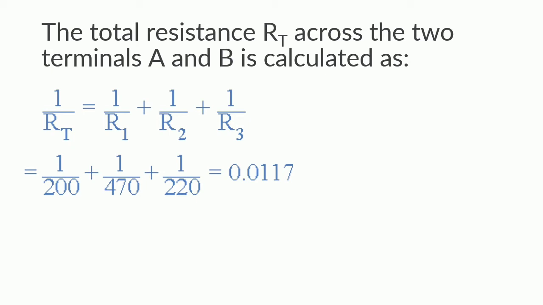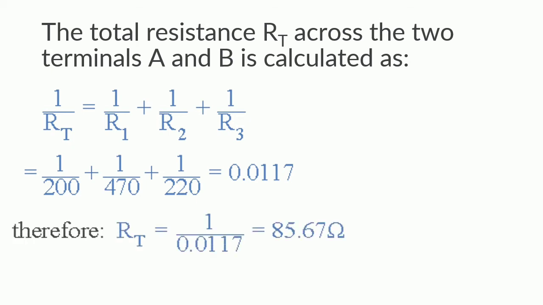So hindi pa yan ang final answer. Therefore, since naka-reciprocal tayo, kailangan nating i-convert yung 1 over R sub t. Nangyari dito, R sub t is equal to 1 over 0.0117. So when we divide it, ang sagot natin is 85.67 ohms.